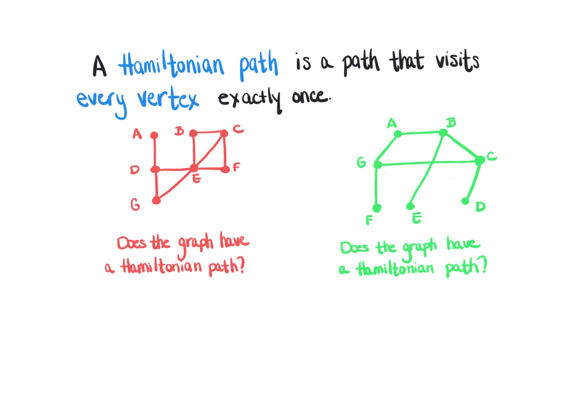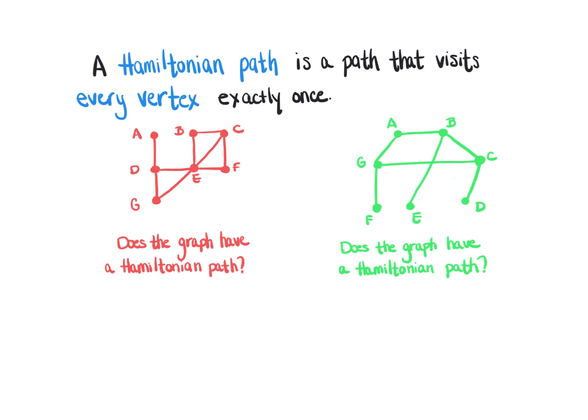So looking at the graph on the left, does the graph have a Hamiltonian path? In other words, can you begin at a vertex and visit every vertex, ending at another vertex? And the answer here is yes, we can. Several ways to do this. In fact, this path is not unique, but we could start at A and go to D, to G, to E, to F, to C, and to B, visiting every vertex exactly once.